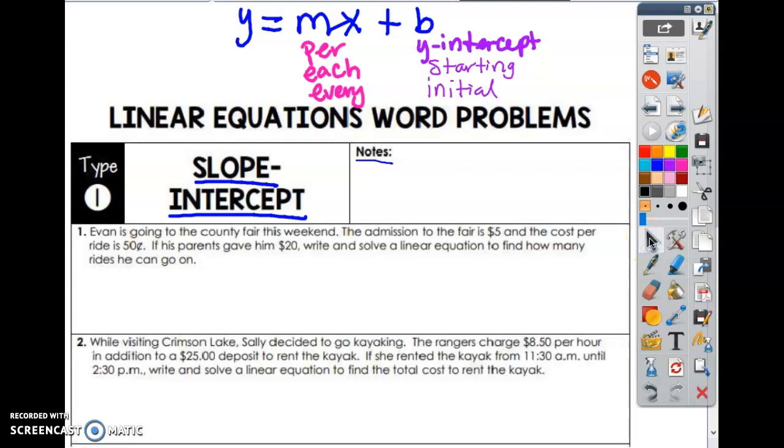So when we look down here at problem number 1 and problem number 2, your equation is going to look something like this, because it's going to have a slope that has the word per, each, or every, and it's going to have a y-intercept, something that they started with. What did they pay at the very beginning?